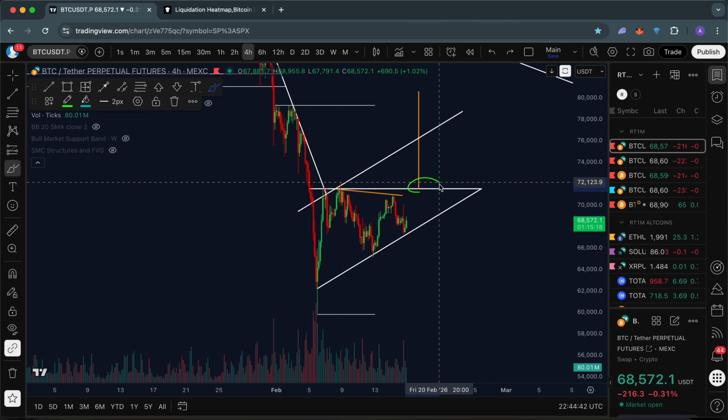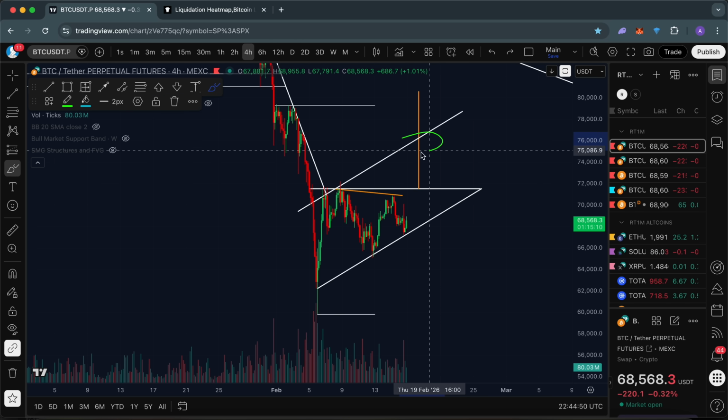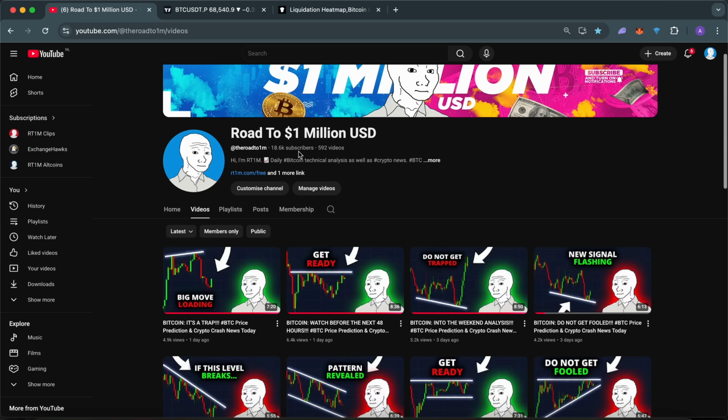But the base case, if we actually get a break above this level, is simply that we are targeting this 80,000 level as well. But I will just keep a close eye on this area of resistance, of course. So either way, this has been today's market update.